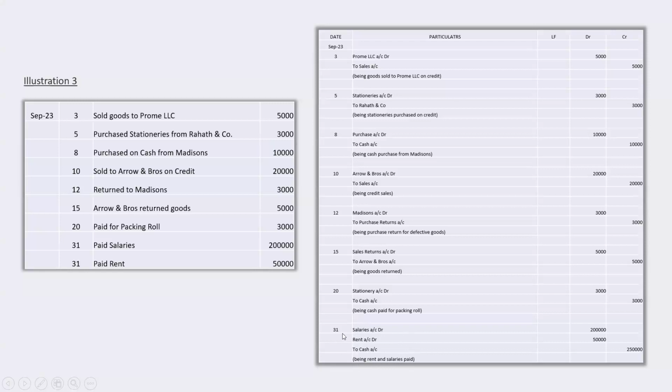And again, you can see an illustration of the compound entry. Since both transactions are done on the same day, that is on 31st of September, and both are cash transactions, cash is the common aspect and the date is the common aspect. So we are making it a compound entry, and we are mentioning it in the narration as well. Clear?